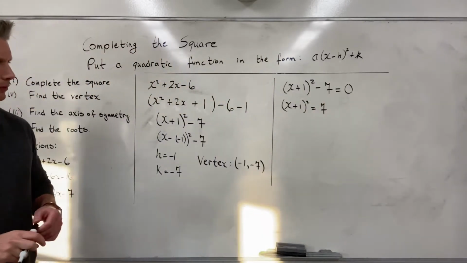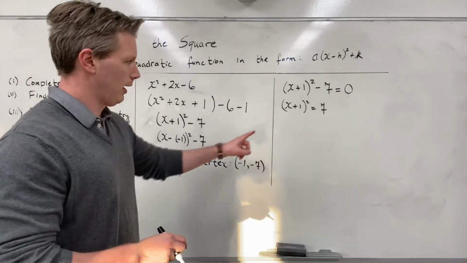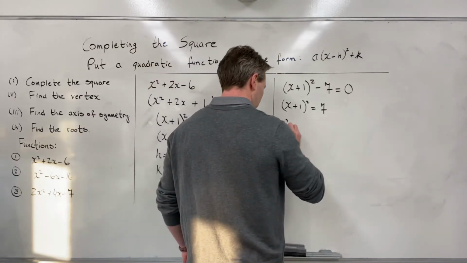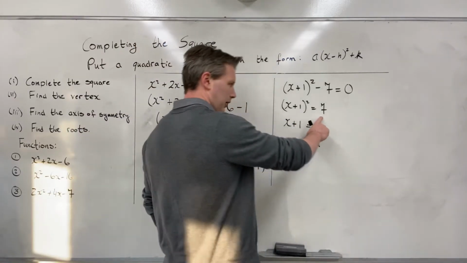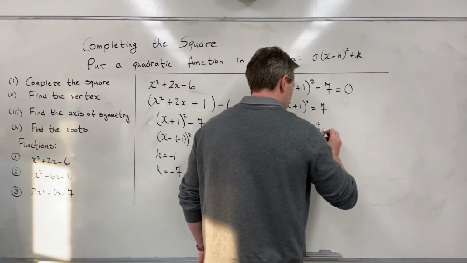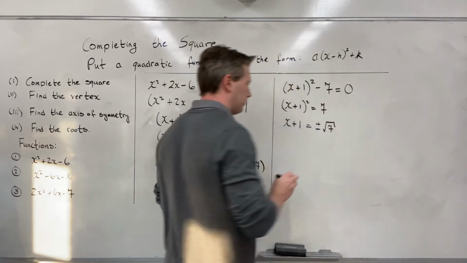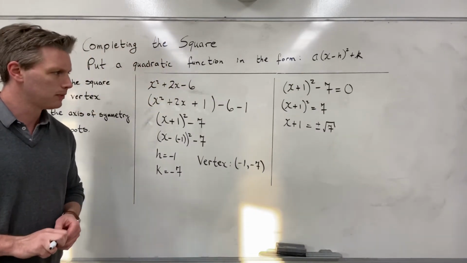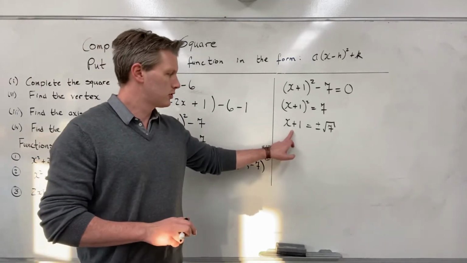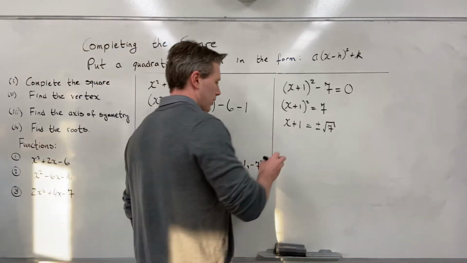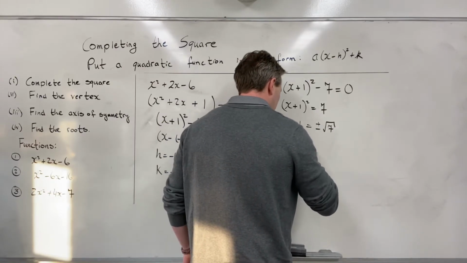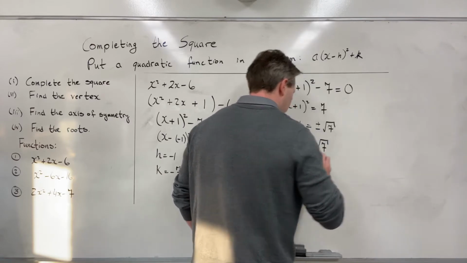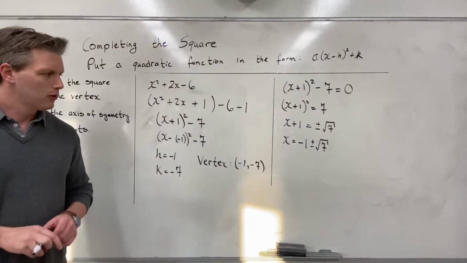All right. I have a square on this side, so I'm going to take the square root of both sides. The square root of x plus 1 squared is simply x plus 1. And the square root of 7 is plus or minus the square root of 7, because I'm taking a square root. Now, to solve for x, all I have to do is subtract 1 from both sides. So I get x is equal to minus 1 plus or minus the square root of 7. And that's my answer. So I have 2 solutions.